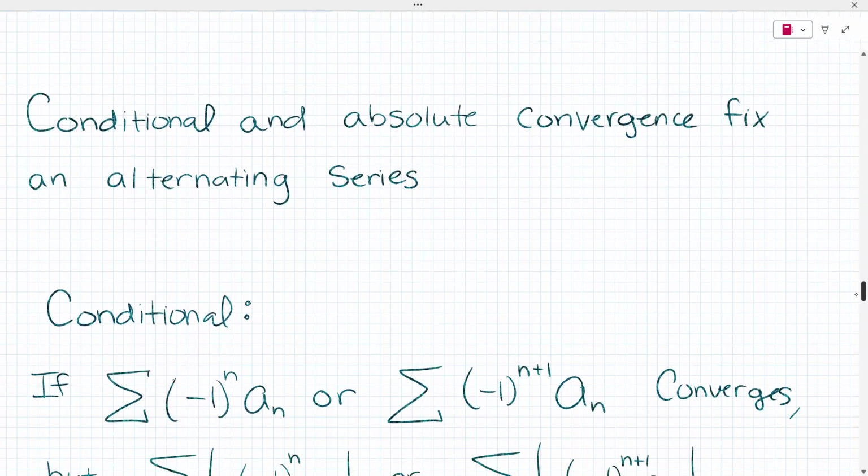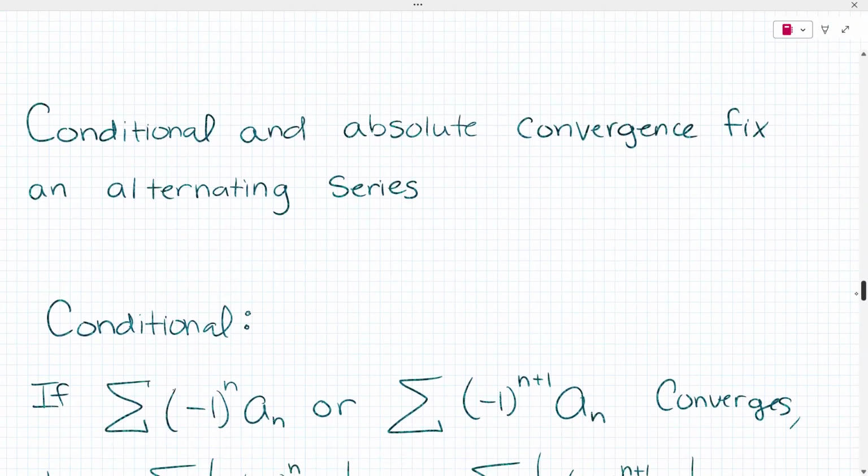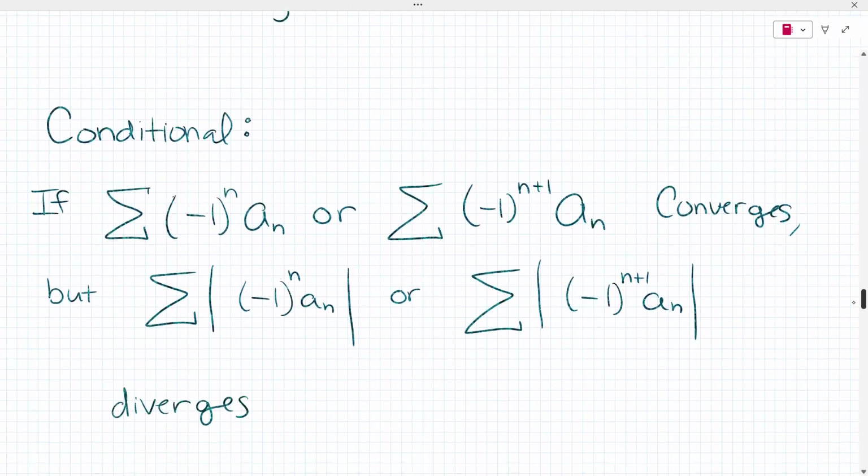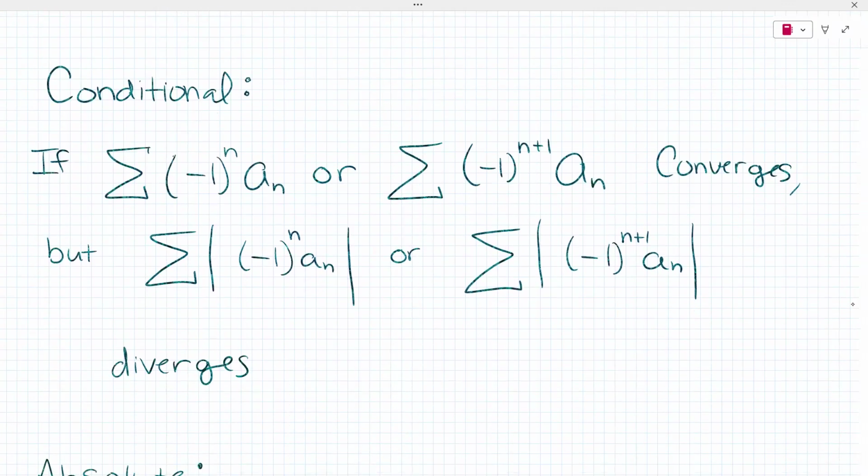Okay, so conditional, absolute, convergence, fixed, and alternating series. So conditional: if the summation of -1 raised to the n times a_n, or the summation of -1 raised to the n plus 1 times a_n, converges, but the summation of the absolute value of -1 raised to the n times a_n, or the summation of the absolute value of -1 raised to the n plus 1 times a_n, diverges.